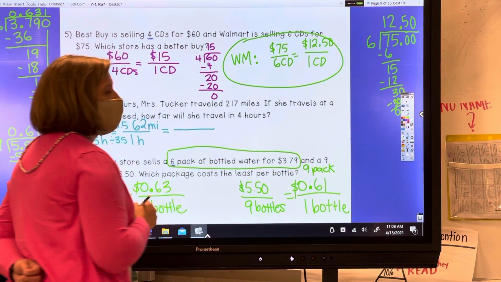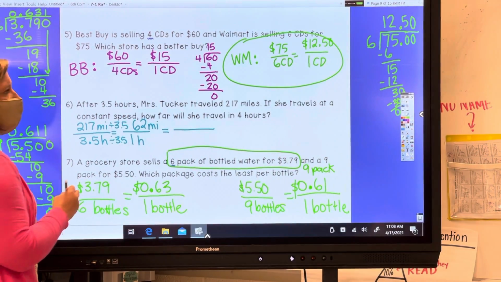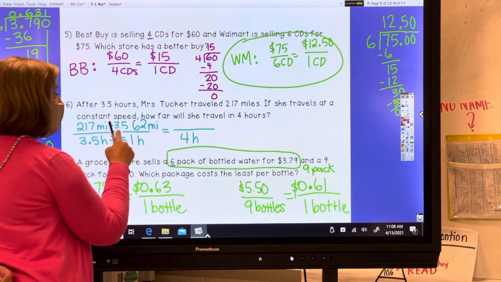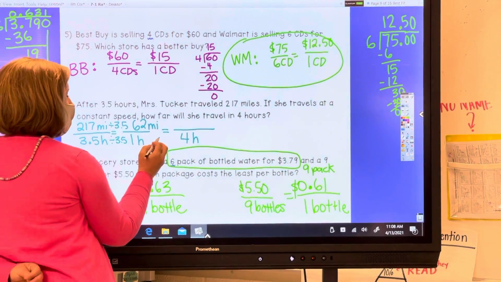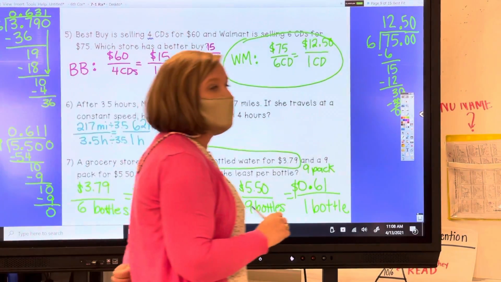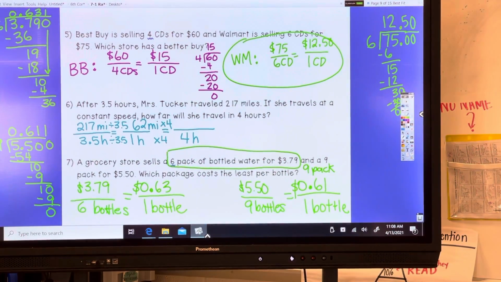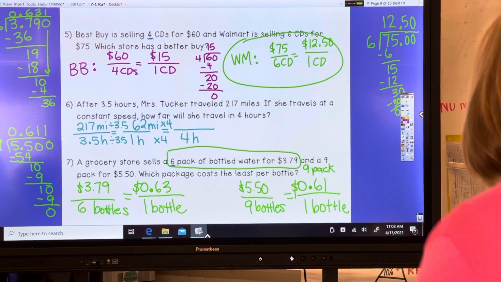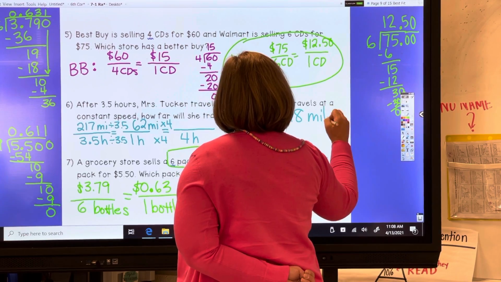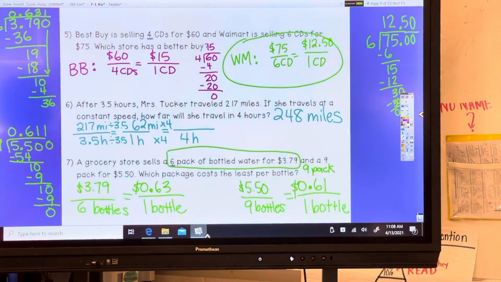Now, what did the question ask us? It asked us how far she traveled in 4 hours. So, how do I get from 1 to 4? Multiply by 4. So now we have to do 62 times 4. I want you to do that. 248. She will travel 248 miles in 4 hours.